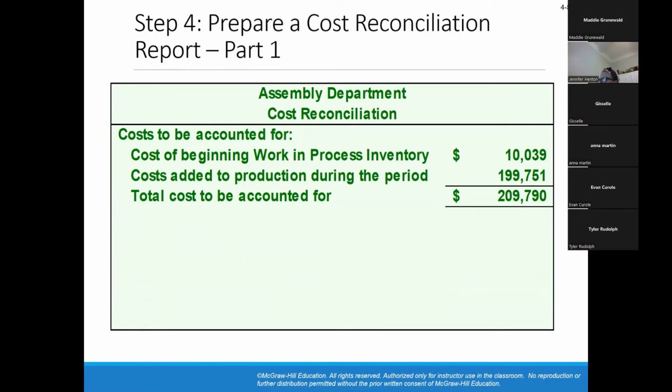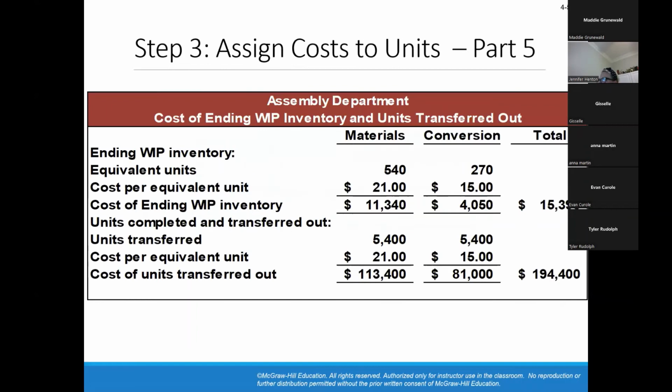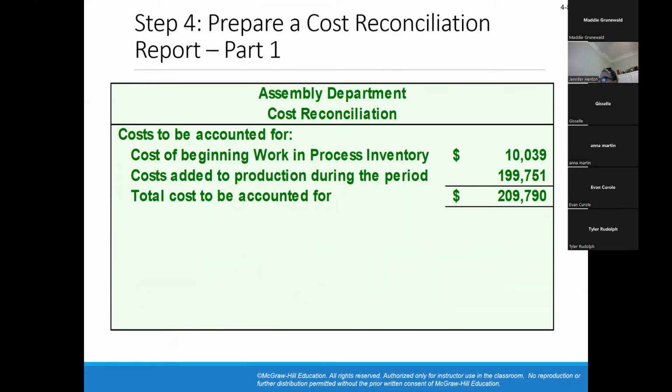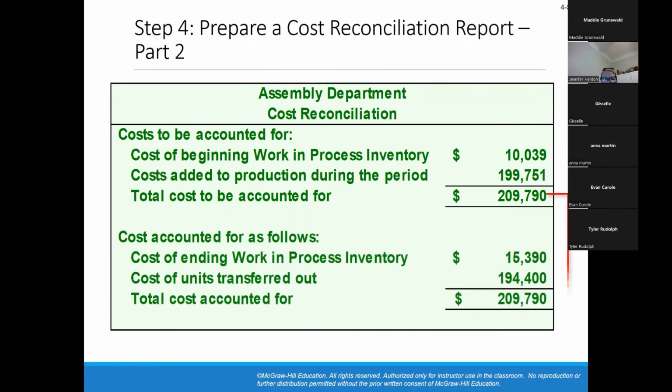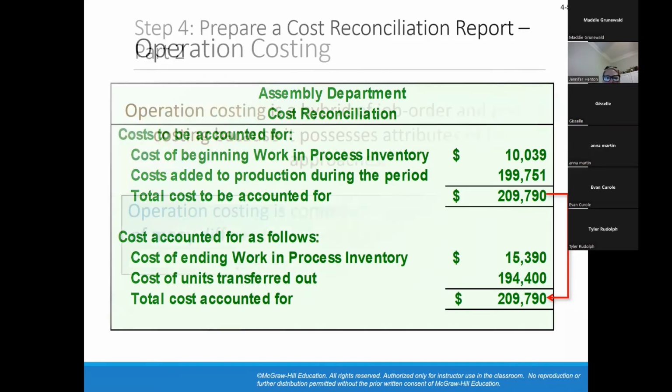Let me go back and show you. Okay, right here. So we did the equivalent units with the percentages for the 900 units, and then we got the cost of 15,390. And then we had our total that was transferred out. We calculate that at the 194. So that is this bottom section right there. So all the bottom section, that's where that's coming from. We calculated it out. The two should match, and that's how you can reconcile by comparing those two.